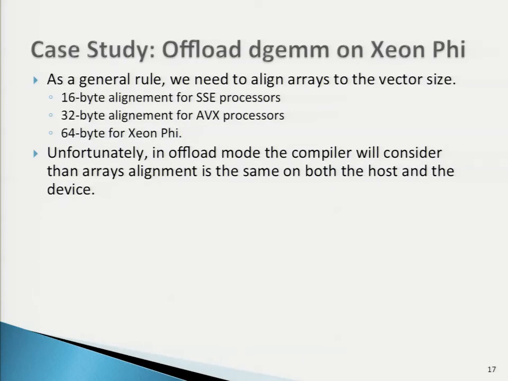Now, the alignment of arrays, and this is a general rule for SSE or for AVX, you should try to align your data fields to be aligned with the size of one vector register. So on the Sandy Bridge, which has got 256-bit vector registers, that's 32 bytes. Arrays should be aligned on 32-byte boundaries. For Xeon Phi, we need to align on a 64-byte boundary, which is a whole cache line.